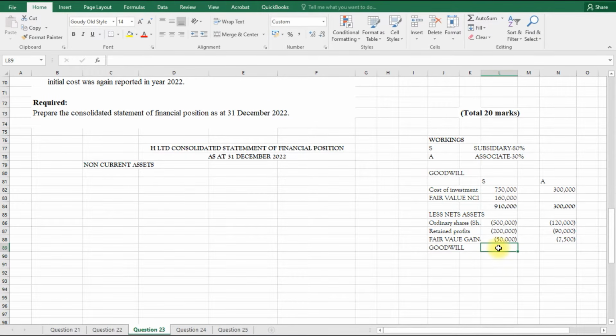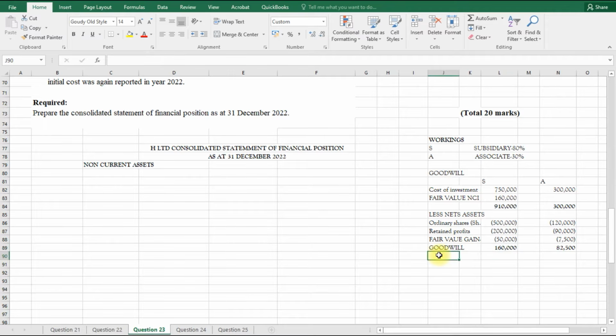So here we'll put alt equals, from this point, and I will enter, and the same here, alt equals, I'll extend this to that point, I'll put enter. So our goodwill, we had 160 and the other one was 82,500.